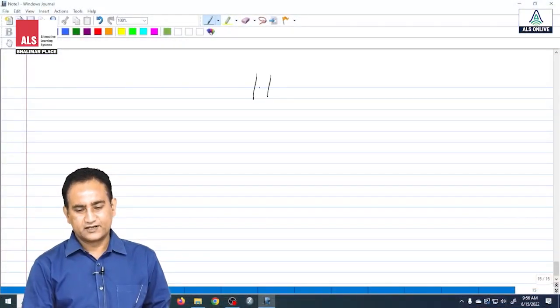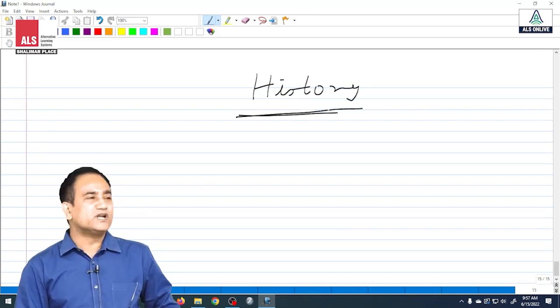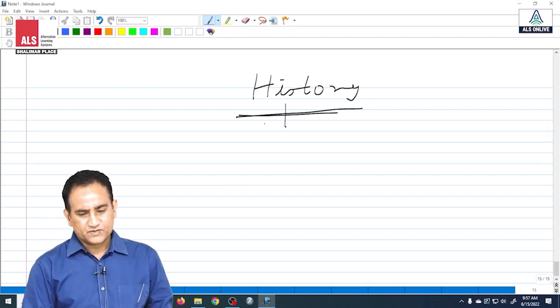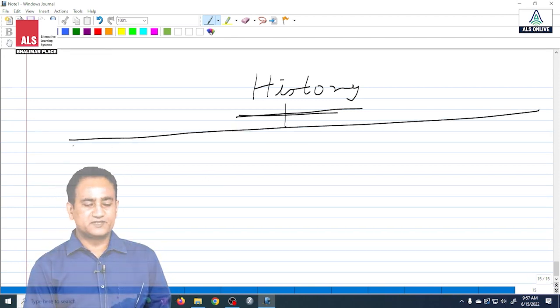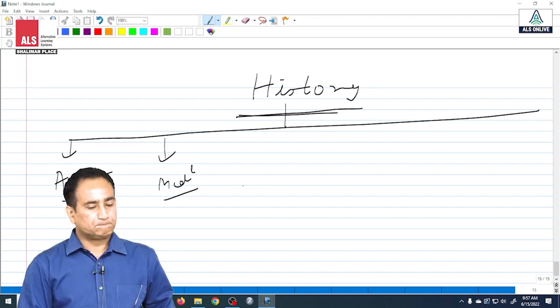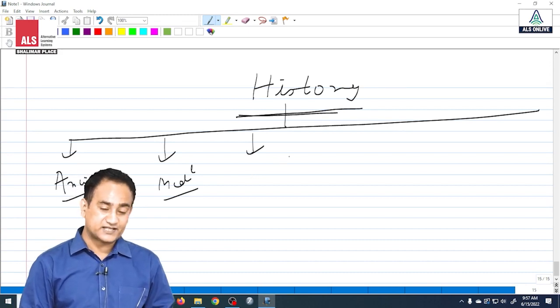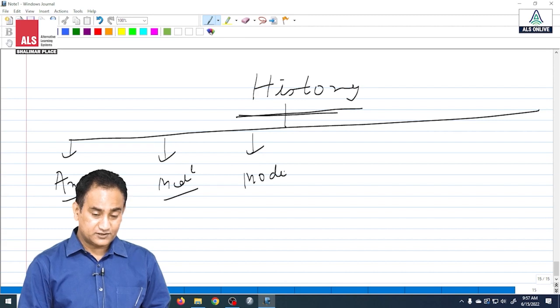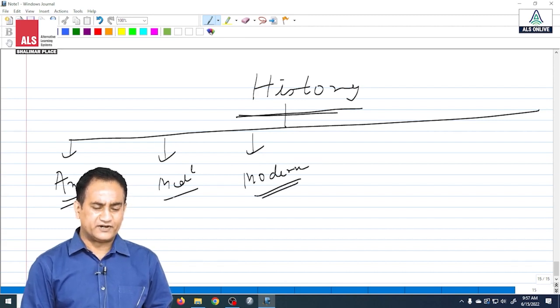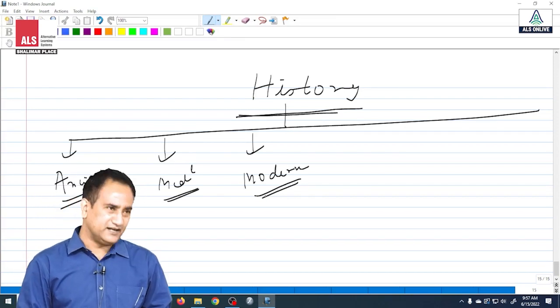I hope you all know that for our civil services examination, we have many components of history, you all know probably. One component of history in your civil services examination is ancient history. Second component is medieval history. Third component is what we call modern history. And this is all history of India: ancient India, medieval India, modern India.